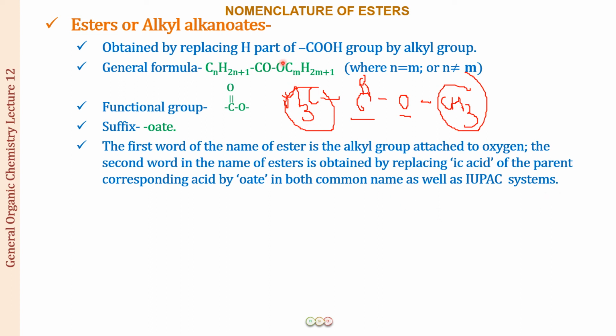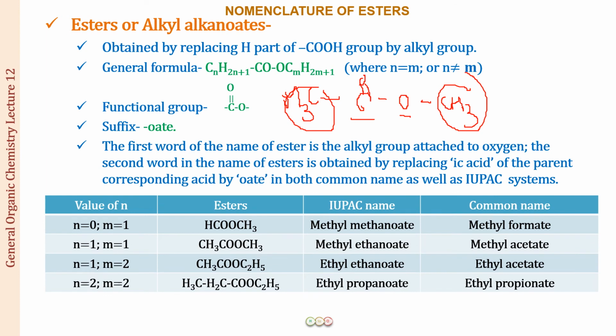So now this part is what we will be getting from the corresponding acid. The CnH2n+1 COOH, that would have been the acid. We have removed the H from here and this becomes the alkanoate. Let me give you some examples. You will be able to understand better.